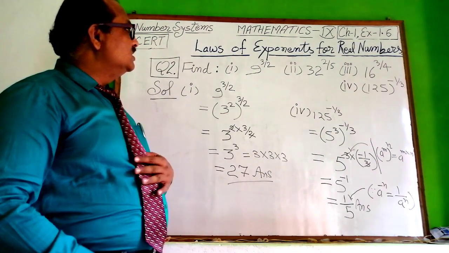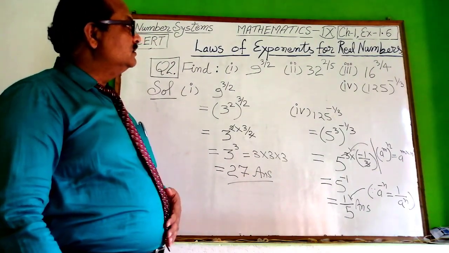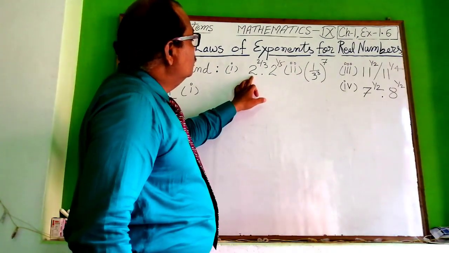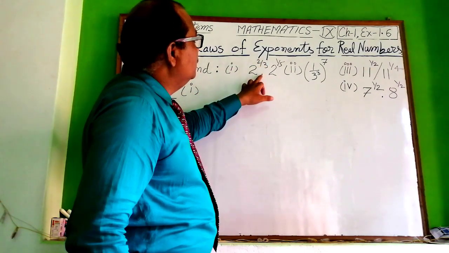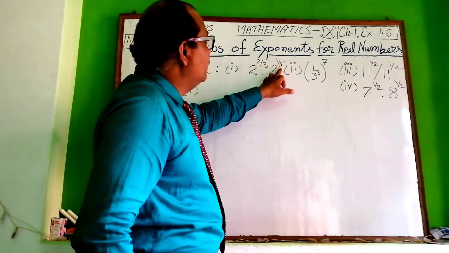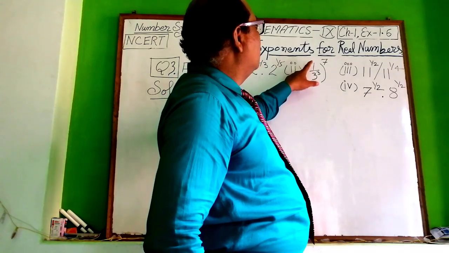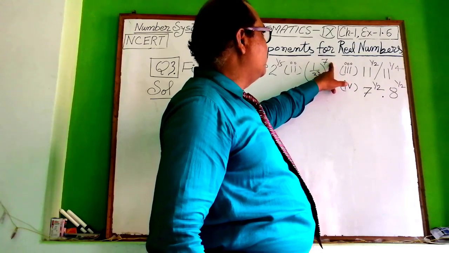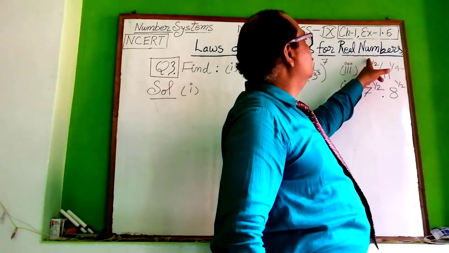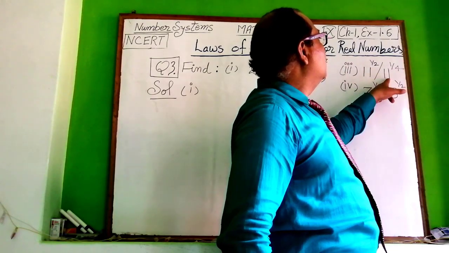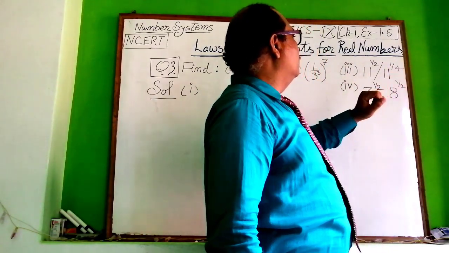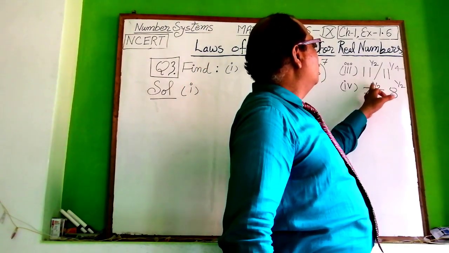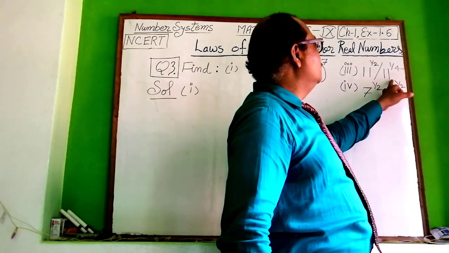So question number 2, in this way we can complete. Look, question number 3. Find 2 raised to the power 2 upon 3 into 2 raised to the power 1 upon 5. Second part, 1 upon 3 cube whole raised to the power 7. Third part, 11 raised to the power 1 upon 2 divided by 11 raised to the power 1 upon 4. And fourth one is 7 raised to the power 1 upon 2 into 8 raised to the power 1 upon 2.